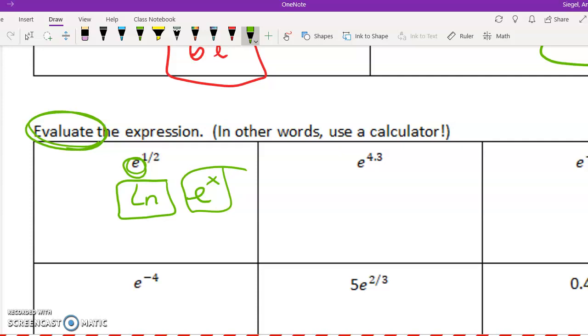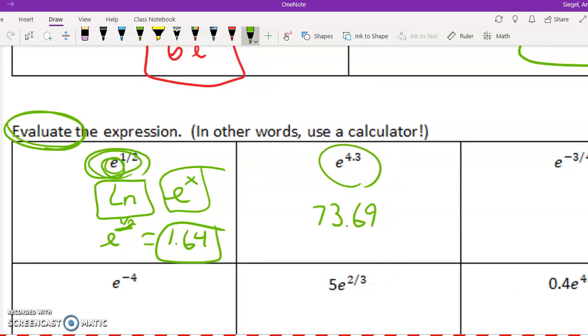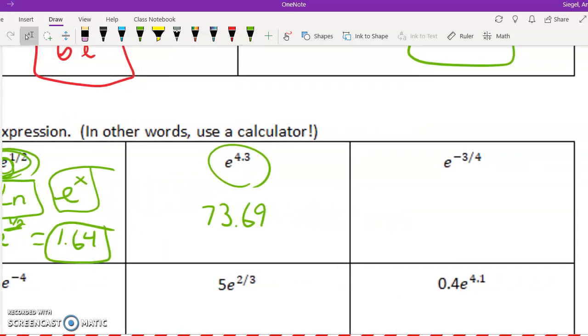Okay, so we are just going to type these in. Wherever your e button is, you're just going to type it in as you see it. So you might need to put that in the exponent, or it might be ready for you. It's just how your calculator is set up. If you're having any issues at all, we can Zoom on this if you want to, and I can get you situated. If you did it correctly, you should get about 1.64. Okay, so try this one. You should have gotten about 73.69.